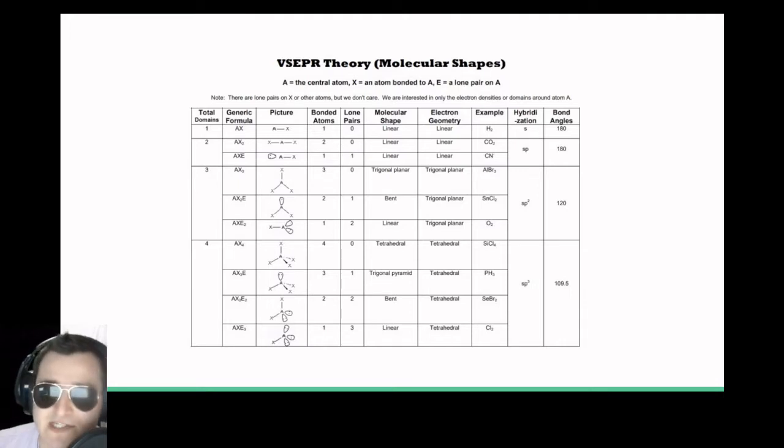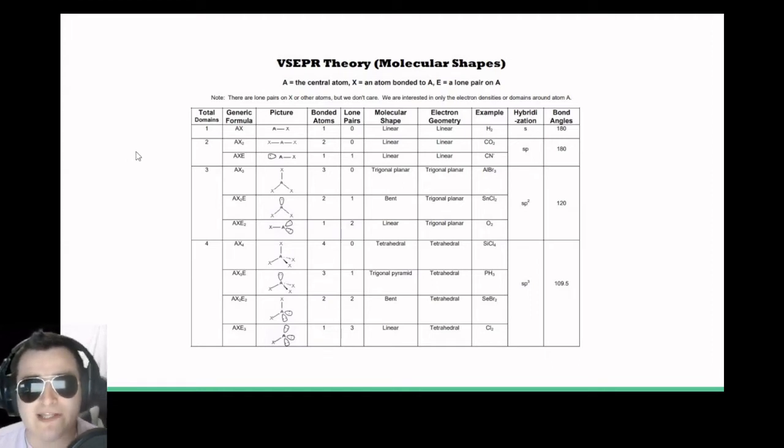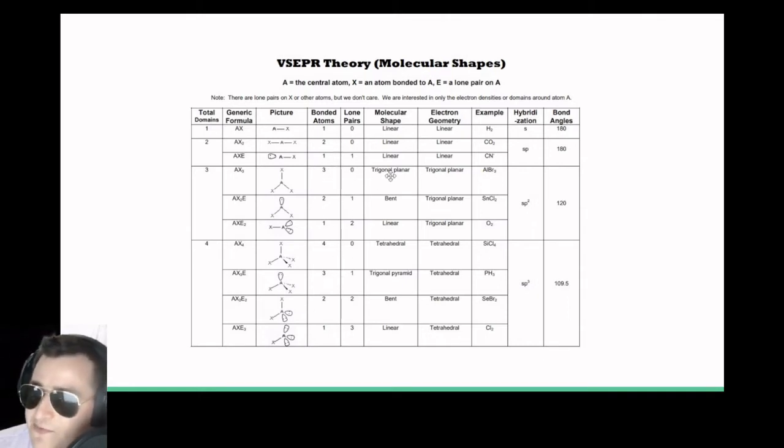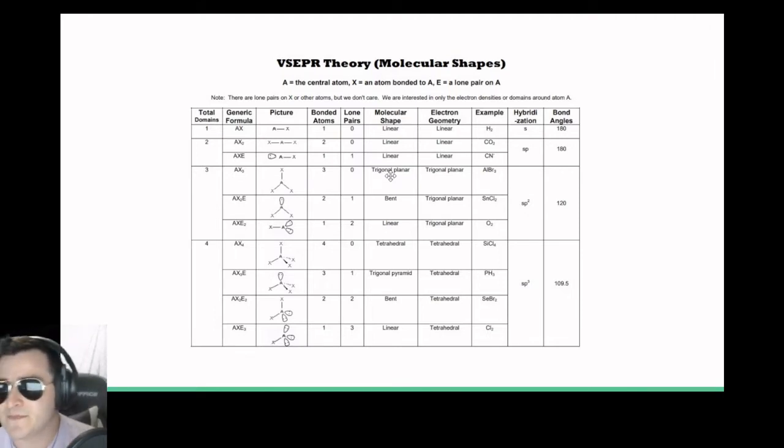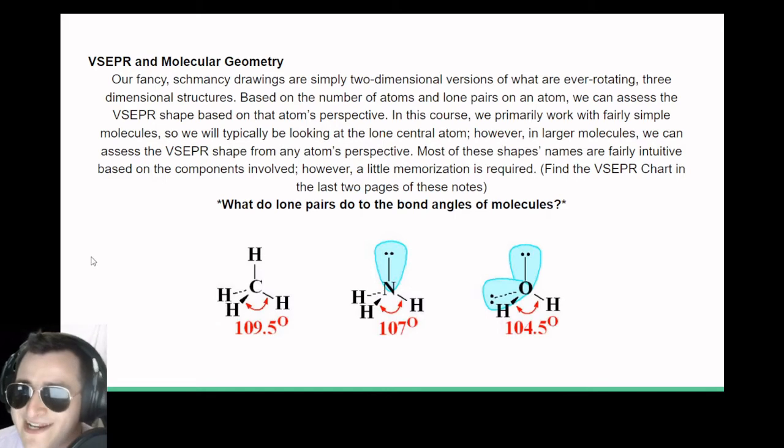But these shapes, as this table is organized, is based on domains. And domains are a bonded atom or a lone pair on an atom. And so this chart is simply organized by what that combination is. If I've got three atoms attached, no lone pairs, well then from that atom's perspective, it is trigonal planar. And as most of our structures are fairly simple, like the ones right here, where you have one distinct central atom and atoms attached to it, it's very easy to assess the shape.